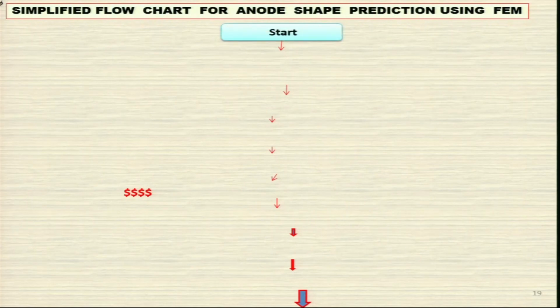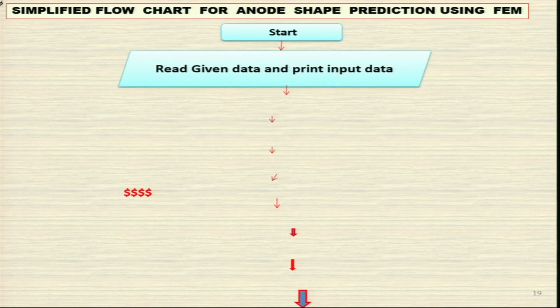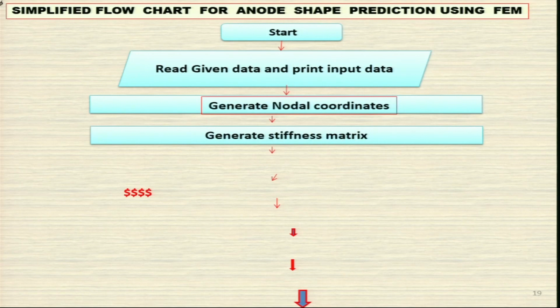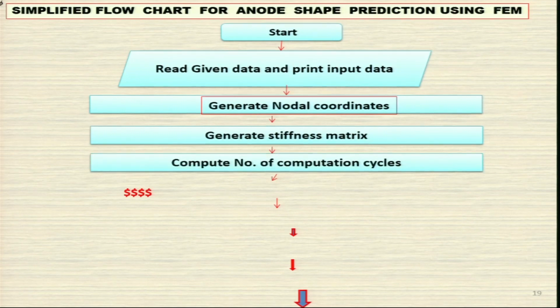Now, these steps are summed up over here. Simplified flow chart for anode shape prediction using finite element method. Start, read given data and print input data, generate nodal coordinates, generate stiffness matrix that is used in finite element method, compute number of computation cycles for how long you want to do computational machining. That should be computed, and it will be decided what is the maximum material at a particular point you want to machine.